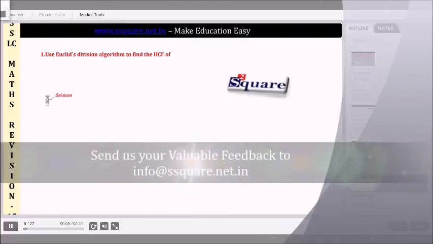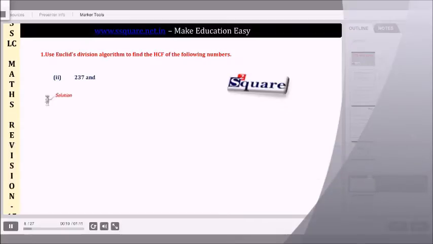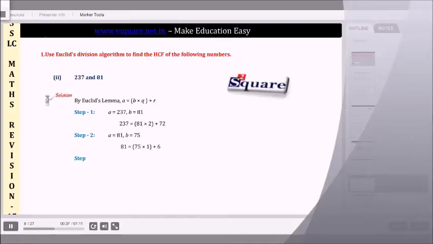Next problem, use Euclid's division algorithm to find the HCF of the following numbers. Number 2, 237 and 81. By using Euclid's division lemma, a is equal to b into q plus r. Step 1, a is equal to 237 and b is equal to 81. 237 is equal to 81 into 2 plus 72. Step 2, a is equal to 81, b is equal to 72. So 81 is equal to 72 into 1 plus 9.